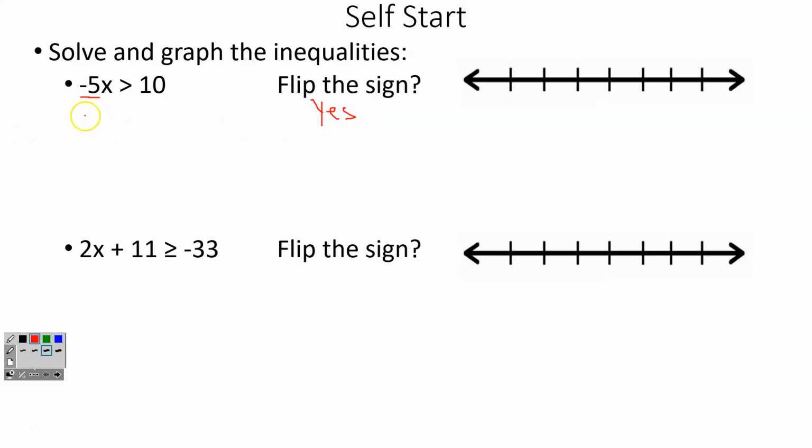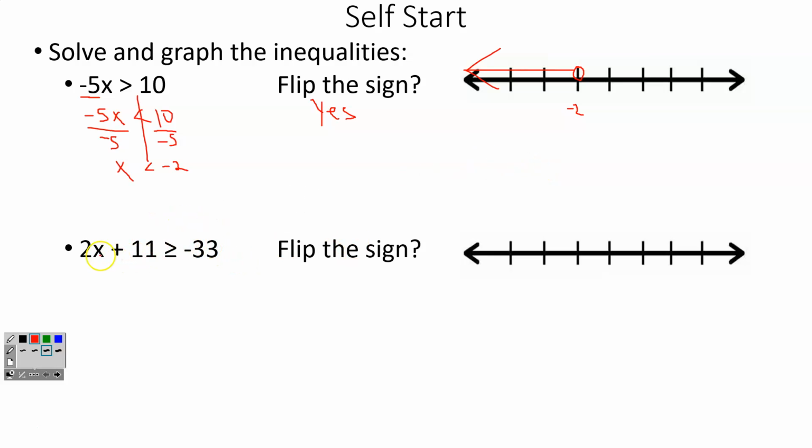So I'm going to just rewrite it, and I'm going to do negative 5x. Instead of greater than, I'm going to say is less than 10. Draw my fence, and I'm going to divide both sides by a negative, don't forget that negative, 5. And I end up with an answer of x is less than negative 2. So to graph it, here's my negative 2. It's a less than, so it's an open circle, and it's going to go in this direction here.